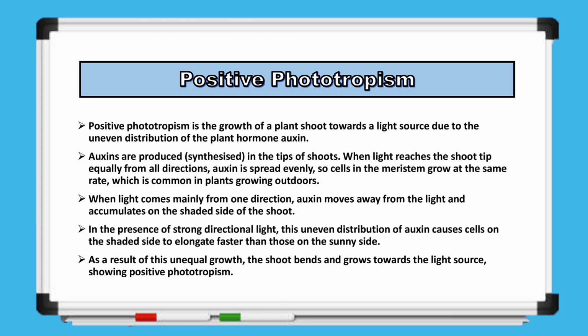side of the shoot. When strong light is coming from one side, this uneven distribution of auxin causes the cells on the shaded side to elongate faster than the cells on the side receiving light. Because one side grows faster than the other, the shoot bends and grows toward the light source. This bending of the shoot towards light is known as positive phototropism.